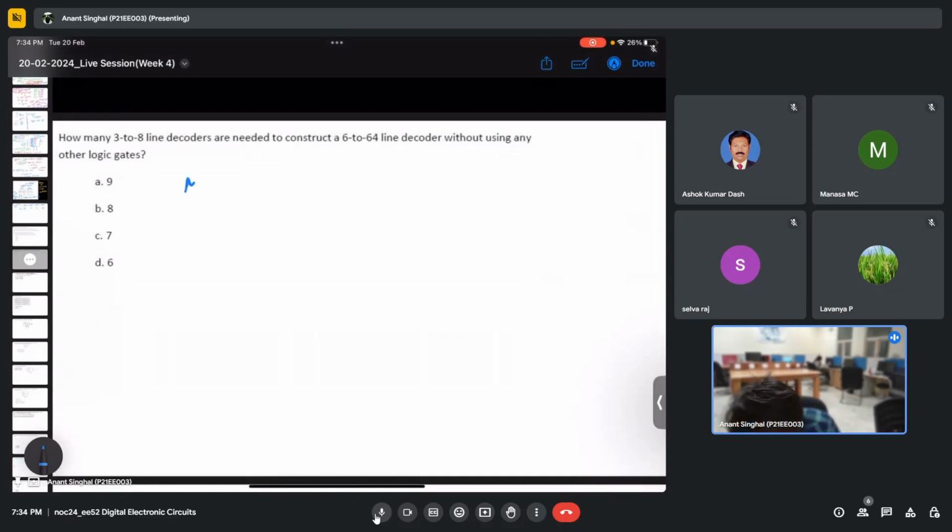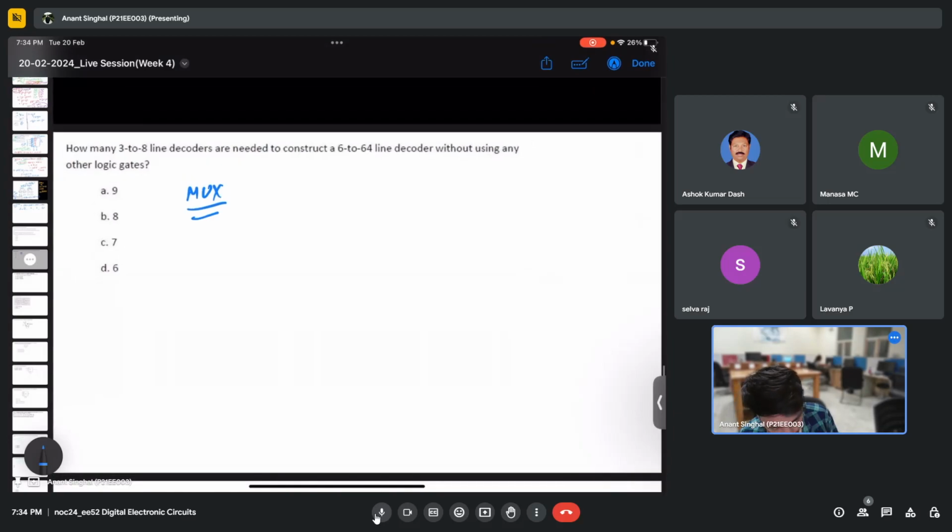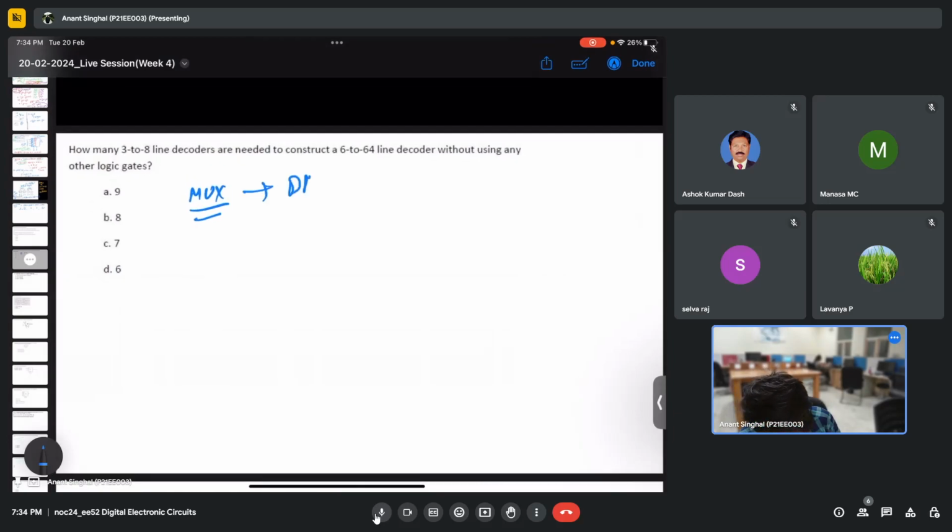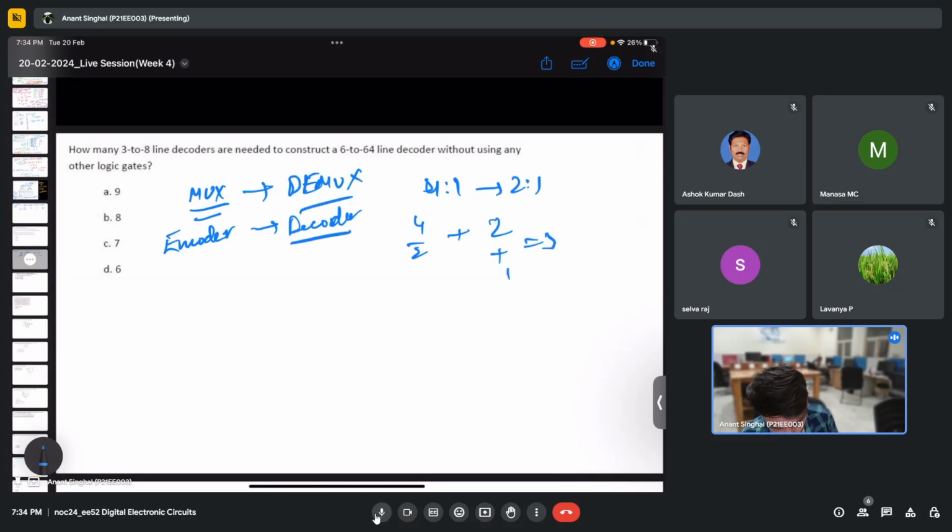Similarly, we have solved a lot of questions for mux. So a similar concept applies for demux or decoders. So there are two things: one is encoder, decoder. So for mux, we are doing that for a 4 cross 1 mux. How many 2 cross 1 are required? So we do it for 2 plus 1, that is 3. Similarly, for decoder or demux, in demux we have a single input, but in decoder we can have multiple inputs. So we will see.